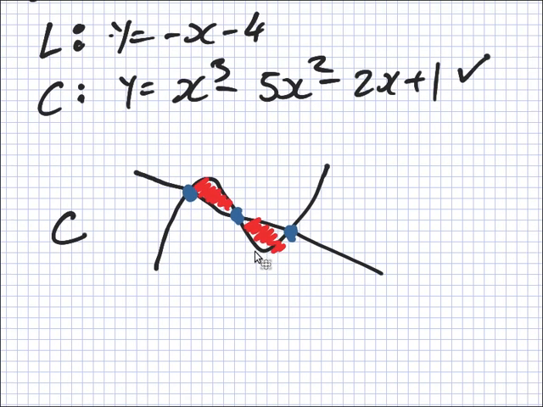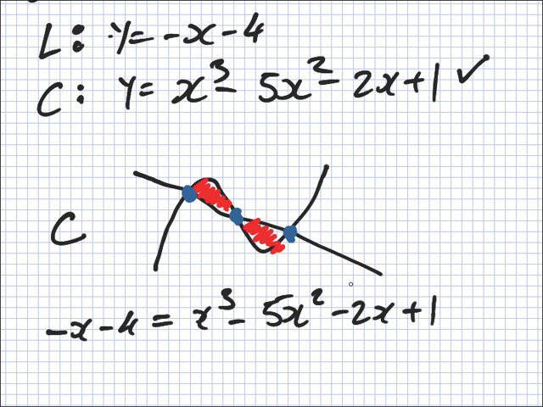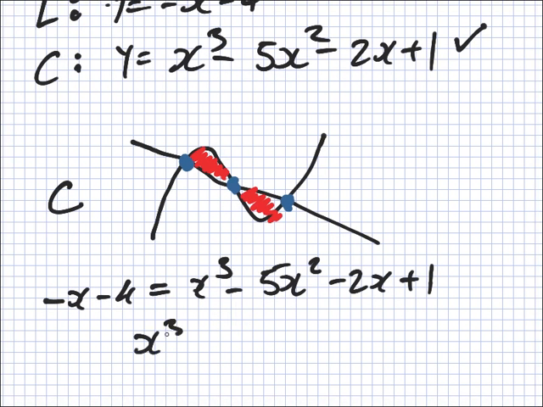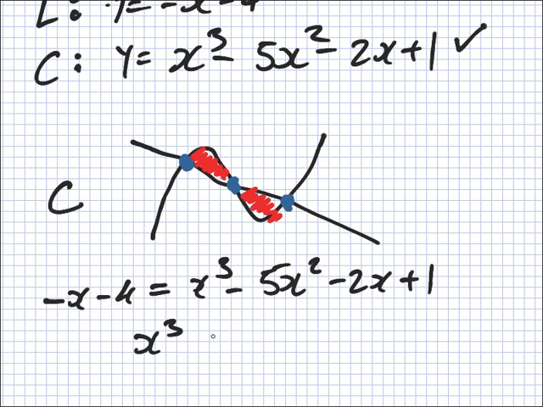So let's find out where these meet. We'll make the equations equal to each other because they're both equal to y. So I have minus x minus 4 equals x cubed minus 5x squared minus 2x plus 1. So that means I have x cubed minus 5x squared minus x plus 5 equals 0.